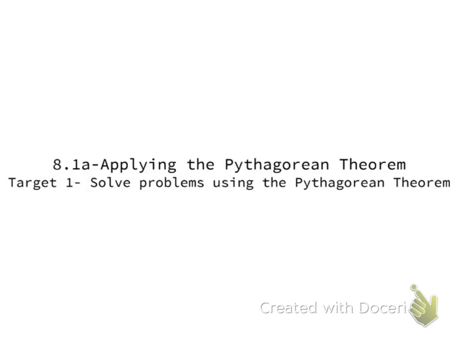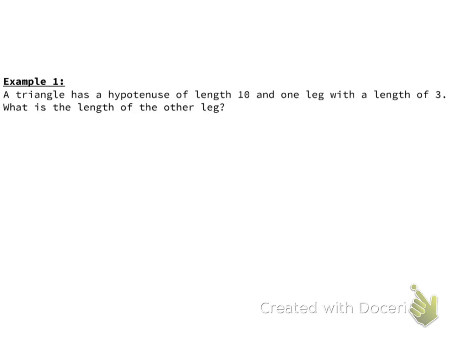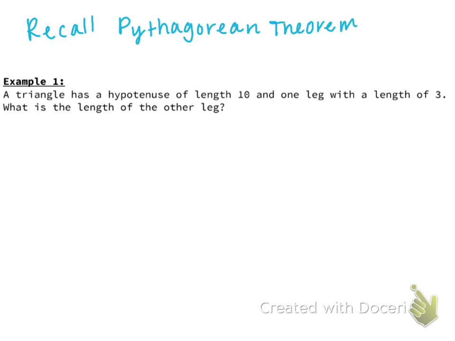This lesson is on applying the Pythagorean theorem. First, we need to recall what the theorem is. It is a squared plus b squared equals c squared, where a and b are the legs of my right triangle and c is the hypotenuse. Remember, this only works for right triangles.